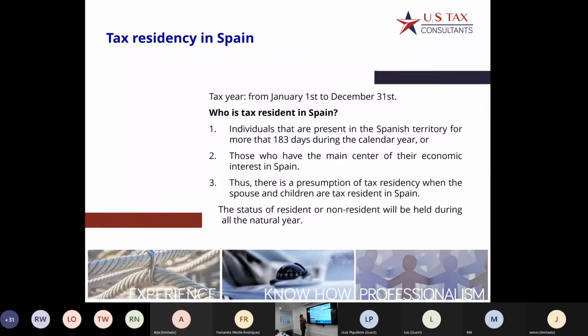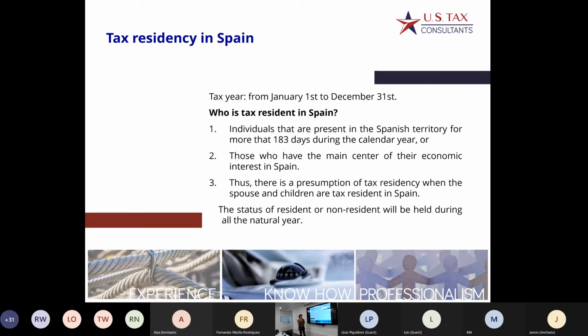So the rule is you are tax resident in Spain if you are present in Spanish territory more than 183 days. We are always talking about January 1st to December 31st. This is more than half of the year. Or if the main center of your economic interest is in Spain. This means the main source of your economic interest. If you fulfill any of these, you are considered tax resident in Spain.